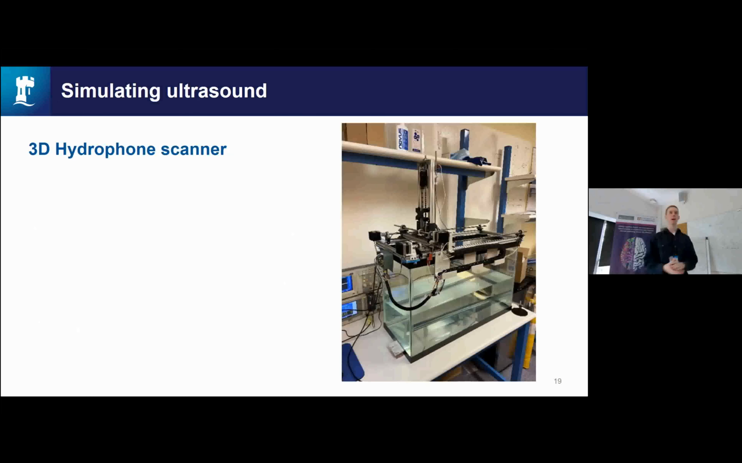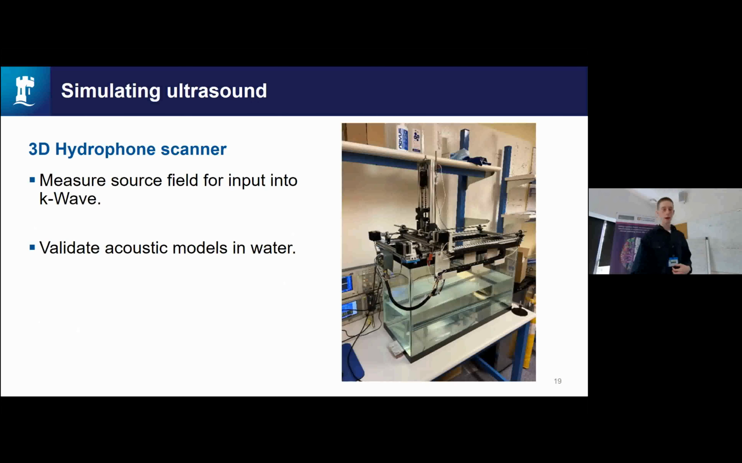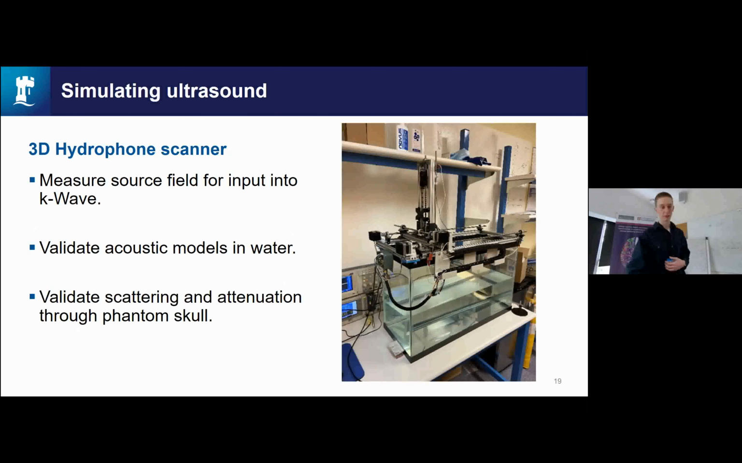But we've settled for the fact that we can't simulate an ultrasound transducer too well. So what we're going to do is construct a tank and a scanner so that we can measure the exact pressure field coming out of a transducer and plug that straight into the software. What we can also do then is verify that these models are accurate and that the predictions we have are actually what happens in real life, as well as whether the targeting is exactly how we predict too. So we're going to use a phantom skull for that.